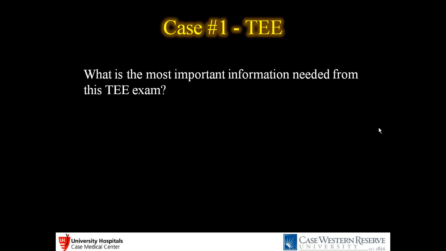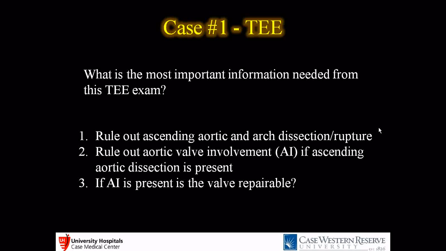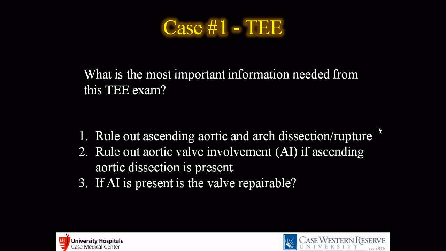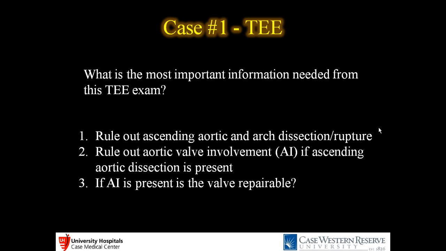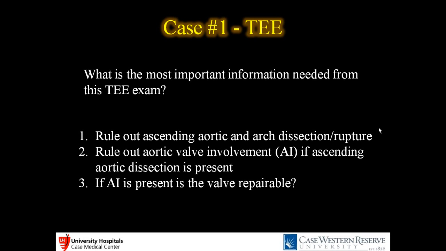So we'll ask ourselves in the perioperative period here, what is the most important information that we need from this TEE exam? Now, ideally, with time permitting, we do a complete exam on every patient, but in some cases, a focused exam may be necessary. So in this case, number 1, we want to rule out any ascending aortic or aortic arch dissection or rupture. That is a cardiac surgical emergency. It carries a high morbidity and mortality. The mortality increases about 2% per hour in an untreated ascending aortic dissection.